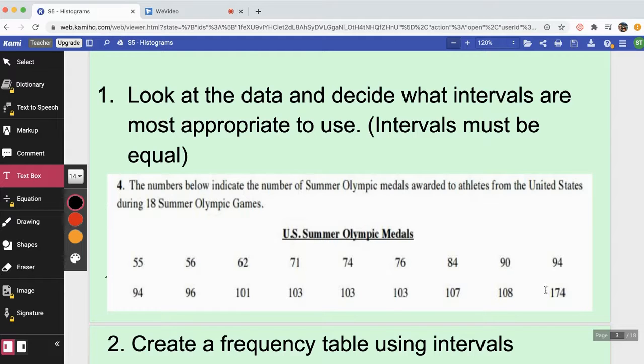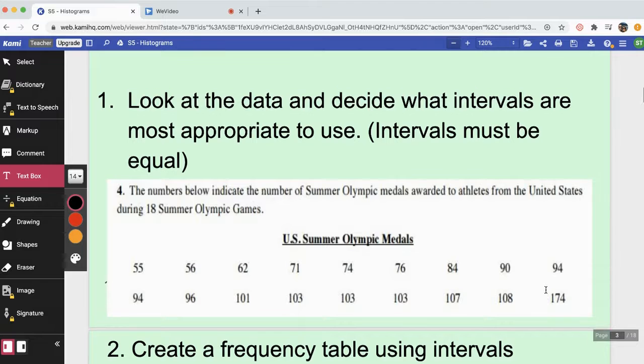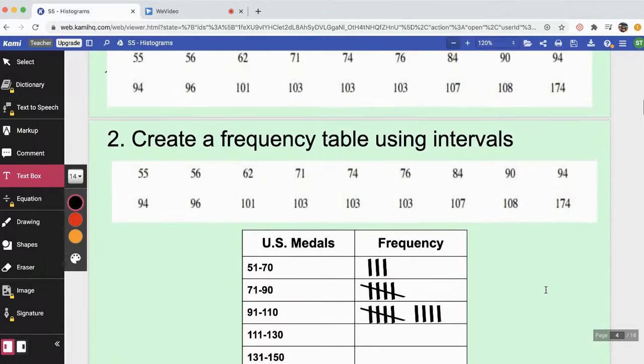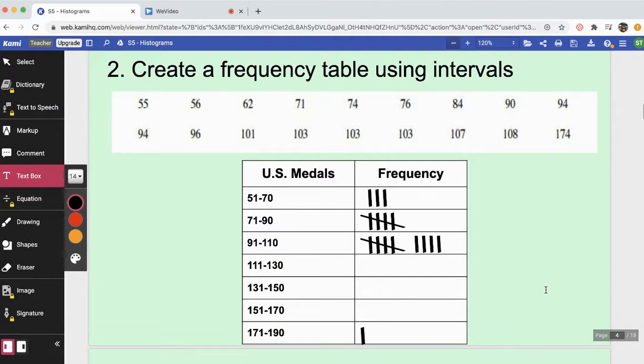We need to decide what the size of our groups are going to be, and we call those an interval. Because of the size of that data, I think the best intervals to use are going to be to go by 20s. So we have 51 to 70. Now notice all of my intervals are going to look the same: 71 to 90, 91 to 110. They all have to be exactly the same size. We can't have one interval of 20 and another interval of 10 or 5.